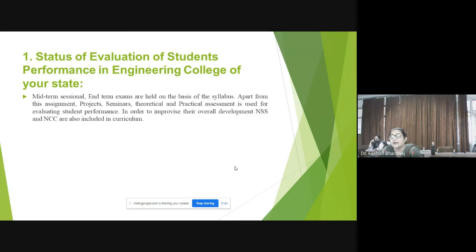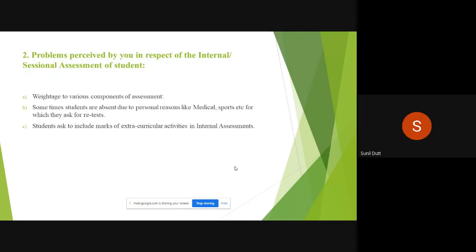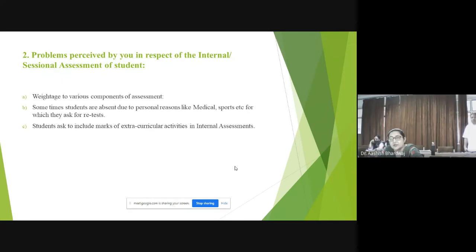And along with that, for overall development, we also have in our curriculum the NSS and NCC provision for the students, and activities are also involved. Ma'am, any weightage you assign to NSS and NCC? Yes sir, marks are assigned for them also. They have a separate subject for this particular criteria, sir, for NSS.